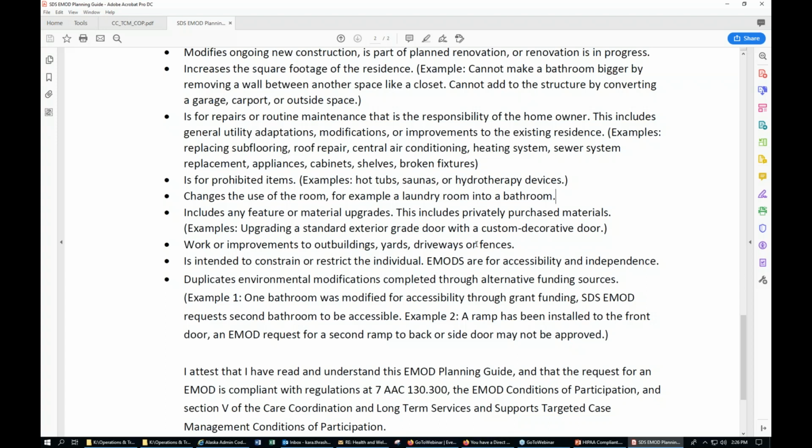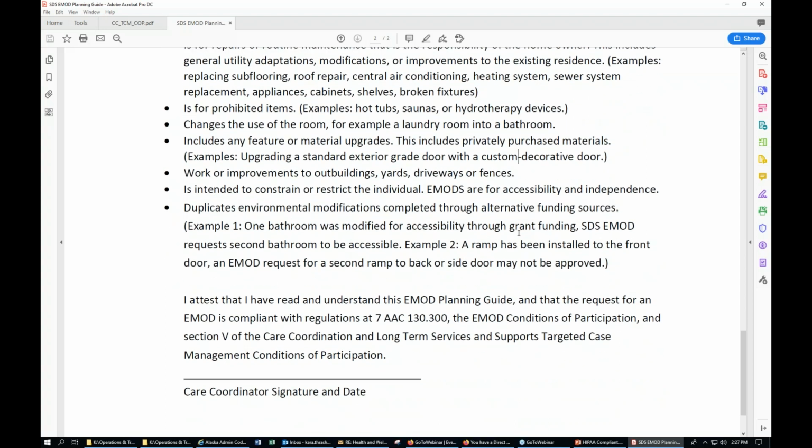They cannot include feature material upgrades, including privately purchased or donated materials. We cannot accept, like a marble countertop from somebody's family member instead of the one that is a basic countertop, basic heavy duty grade materials. Okay, so it has to be standard things that we put in rather than custom or donated things. It cannot be work or improvements to outbuildings, yards, driveways, or fences. It cannot be something that is there to constrain or restrict the person, which we already talked about.